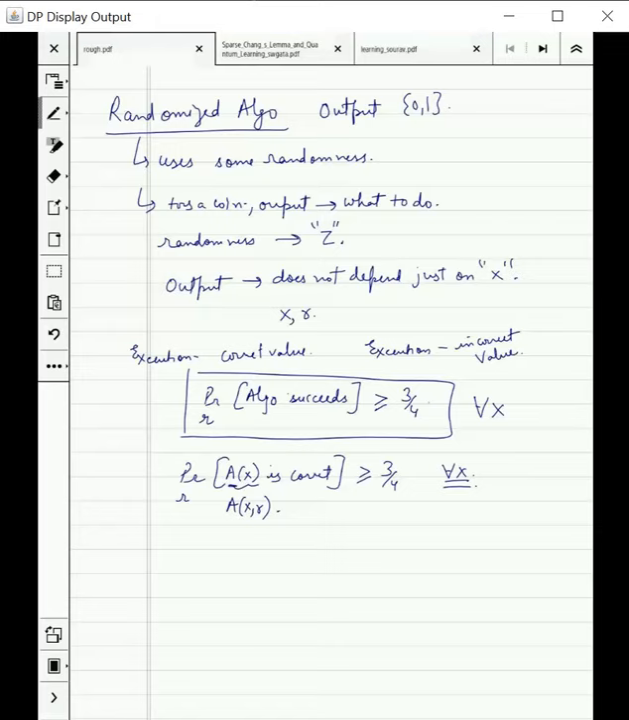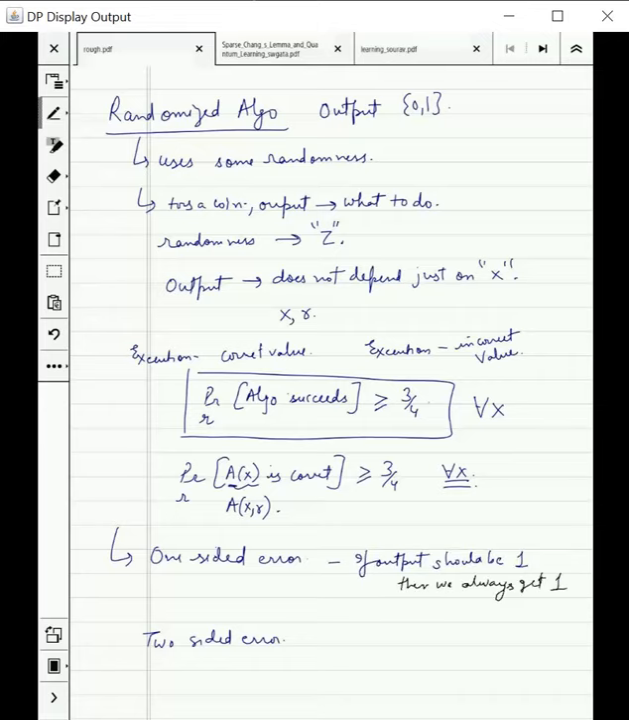Generally, in the case of randomized algorithms, you can divide them into two kinds: one-sided error and two-sided error. One-sided error is what you saw in the case of equality also. So in this case, if the output should be 1, then we always get 1. Right? So if X was equal to Y, we always got X equal to Y in the randomized protocol. So this is one side.